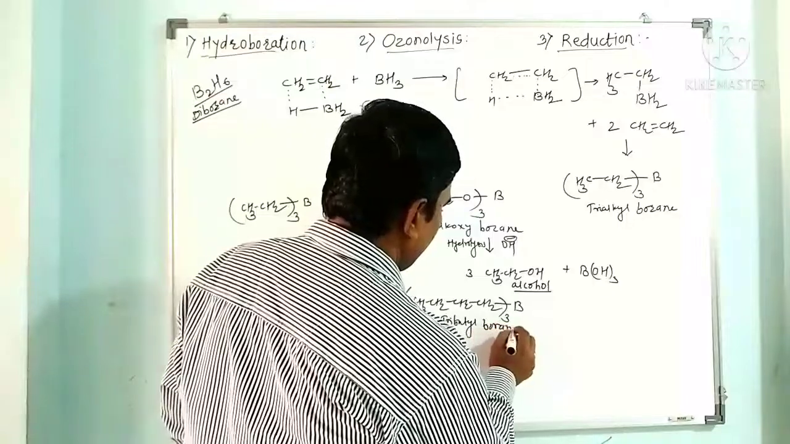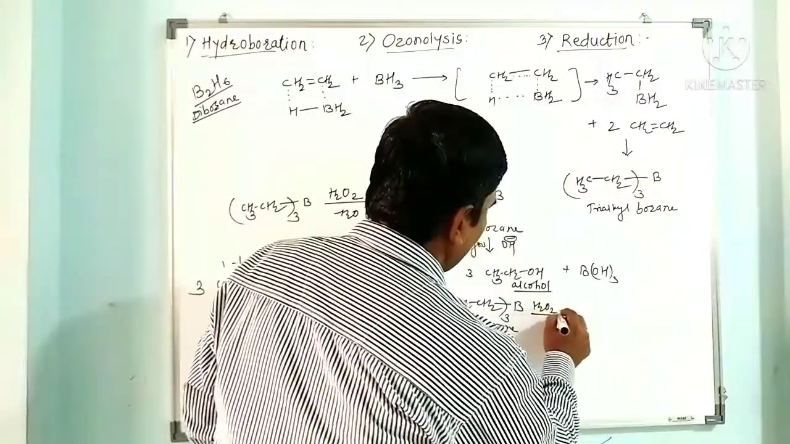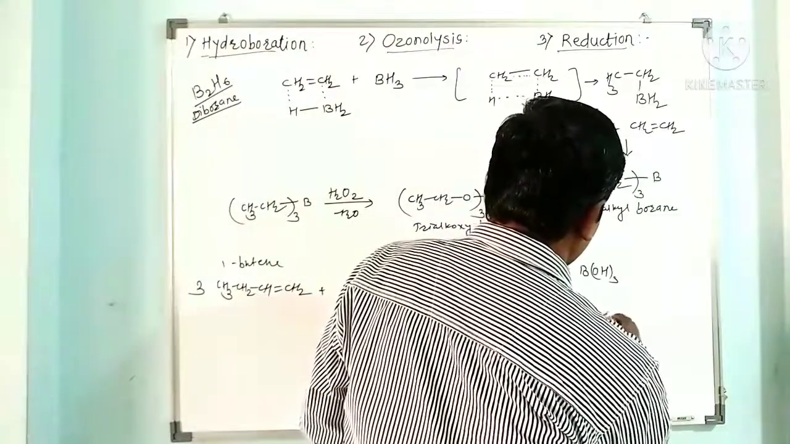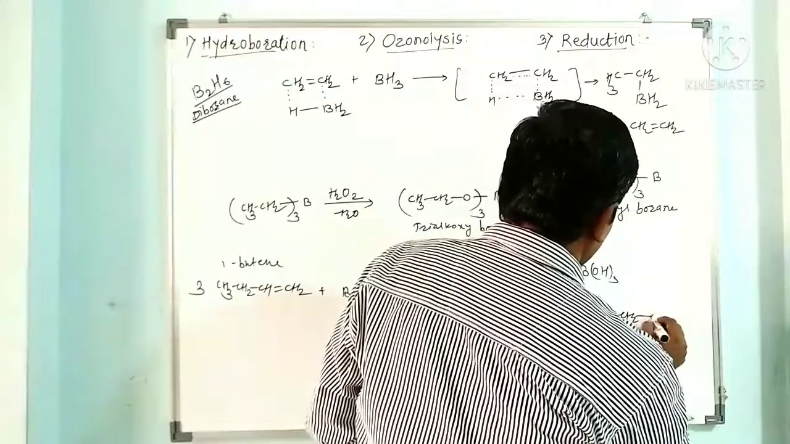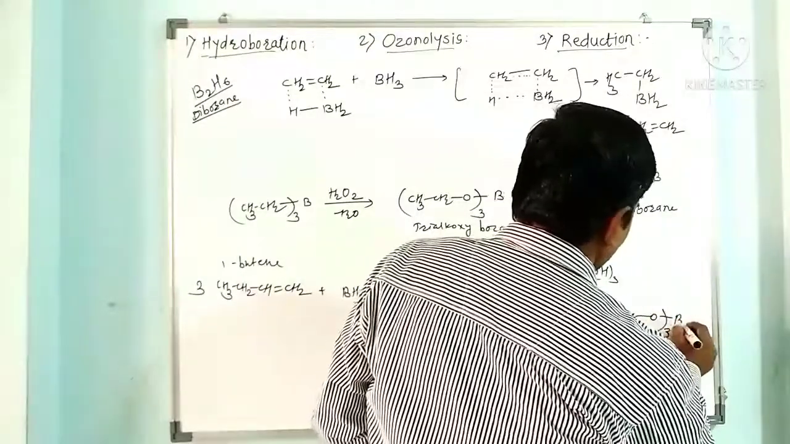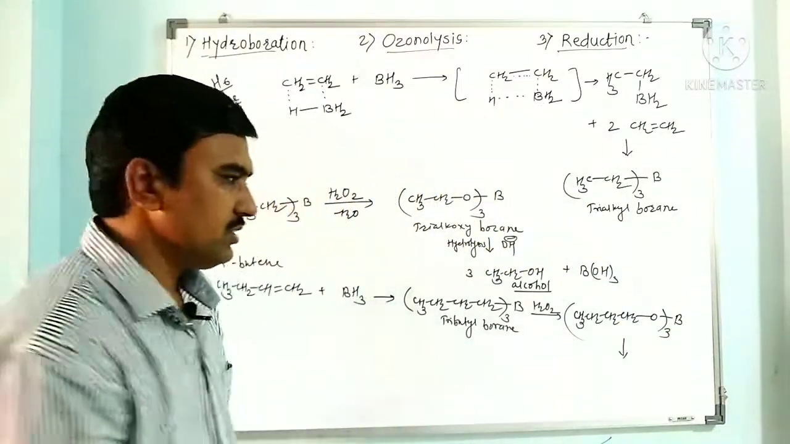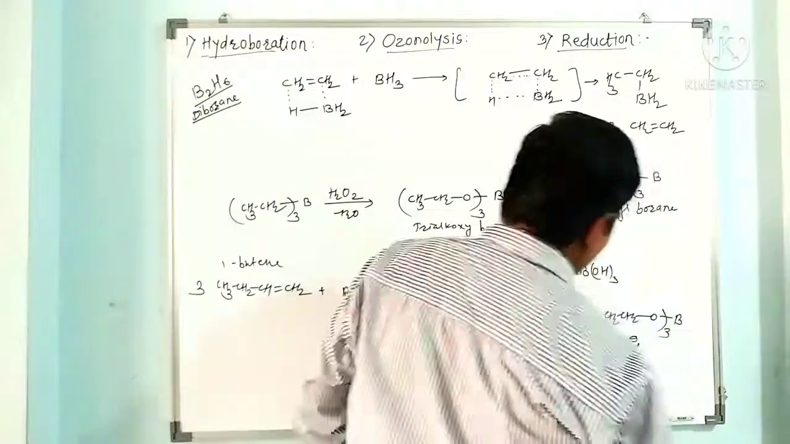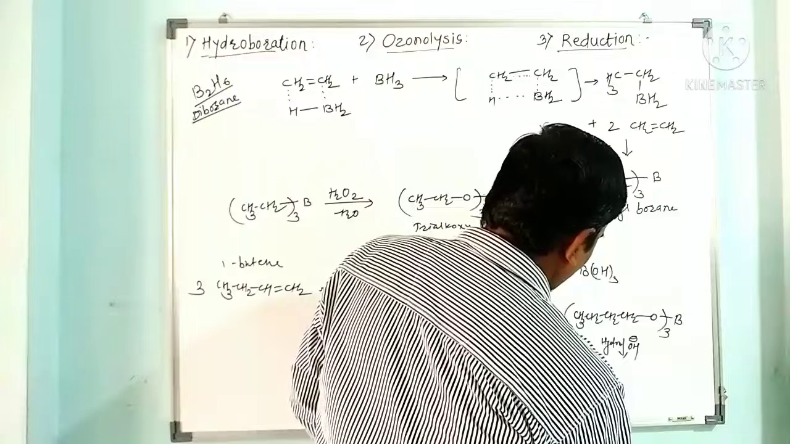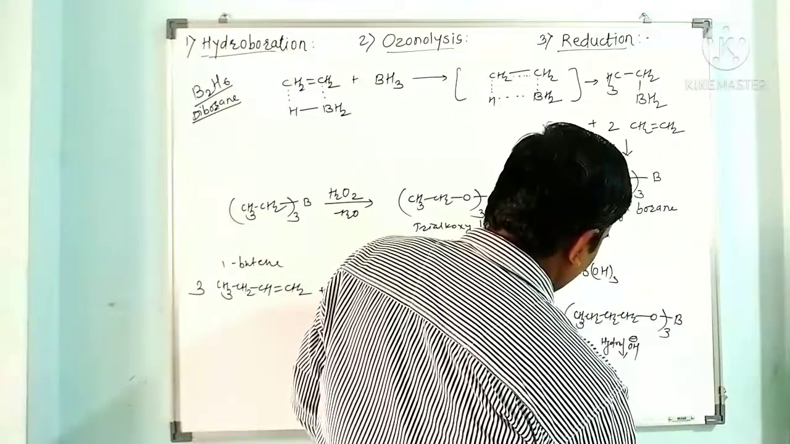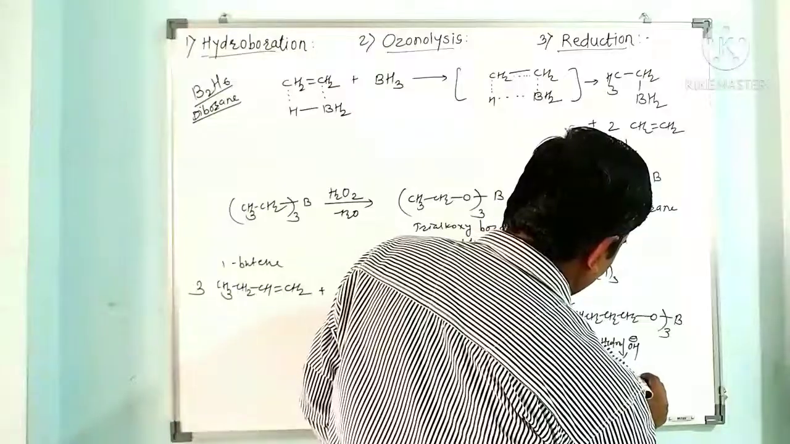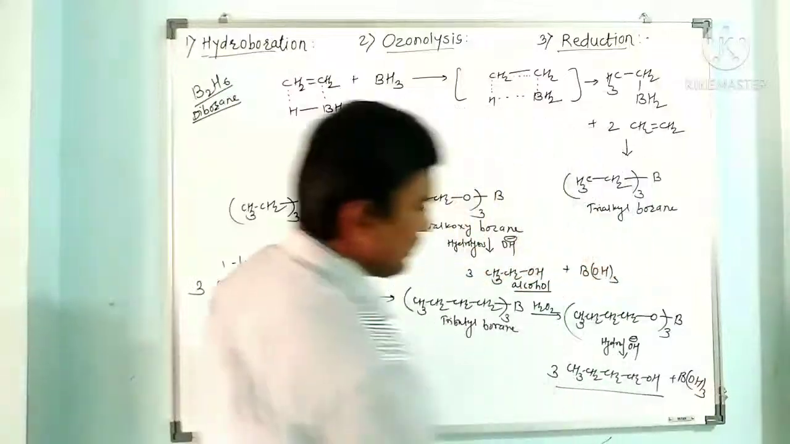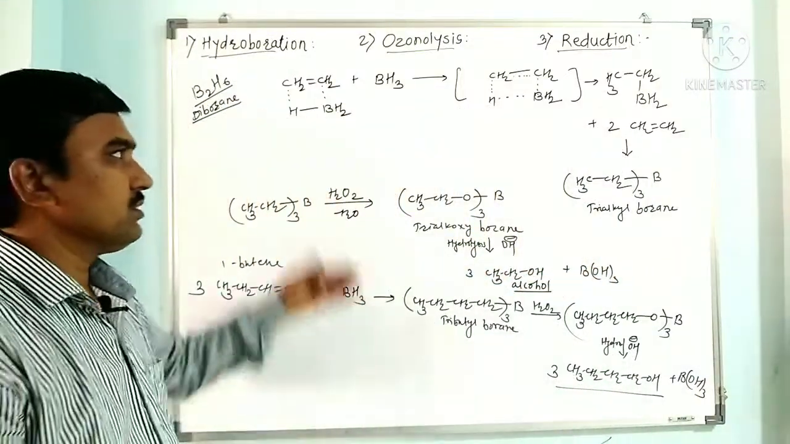Tributyl borane undergoes oxidation in the presence of H2O2 and gives tributyloxyborane, (CH3CH2CH2CH2O)3B, and further undergoes hydrolysis. We get butanol, 3 moles of 1-butanol, plus boric acid. So here we get butanol as a product from this.